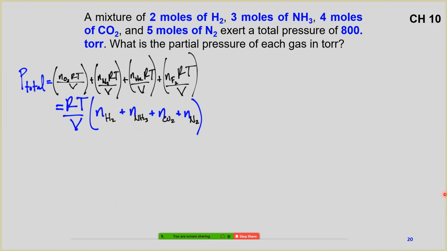All right, so this is our N total. What is our total number of moles? So we're going to add up 2 plus 3 plus 4 plus 5. All right, so what do we have here? 5 plus 4 is 9, plus 5, 14. So we have 14 moles of gases.